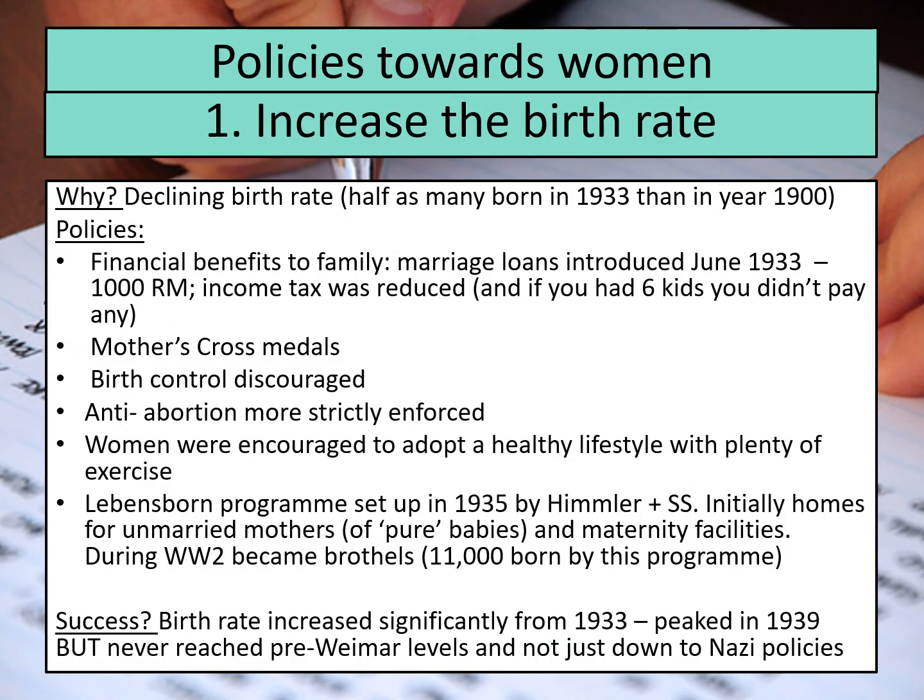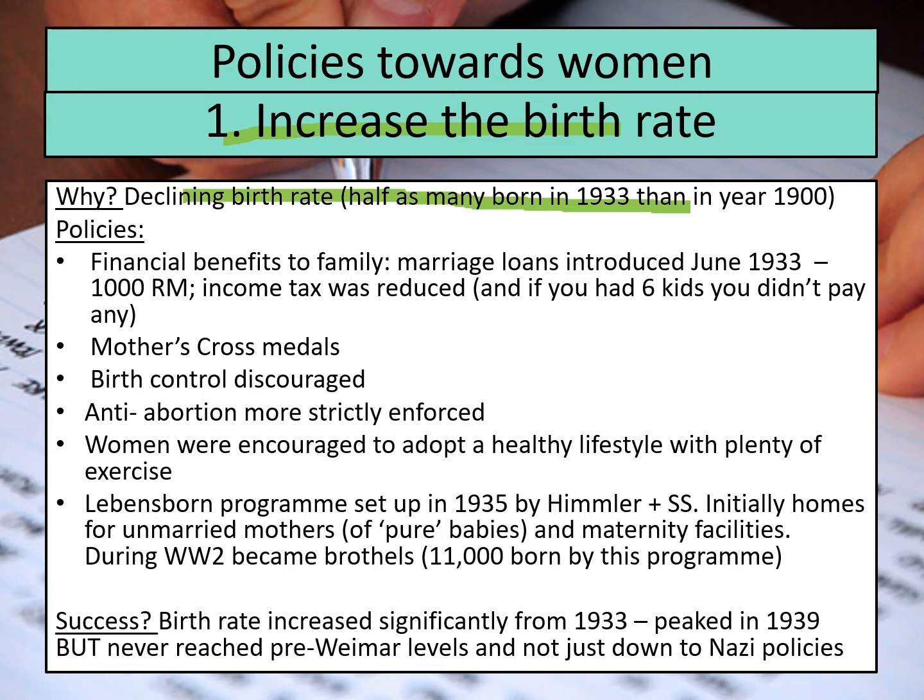There are three key policies towards women that we're going to go through and think about the individual success of each of these policies. So first of all, the Nazis wanted to try and increase the birth rate because, as we already know, the birth rate was decreasing, and actually by the time we get to 1933 there were only half as many German children born in 1933 as there were in the year 1900. Now the Nazis saw that as a real concern because they're thinking about the future of the Thousand-Year Reich, they're thinking about the military strength of Germany in the future, and they know that they need to increase the birth rate in order to achieve the great status that they were hoping to achieve over time.